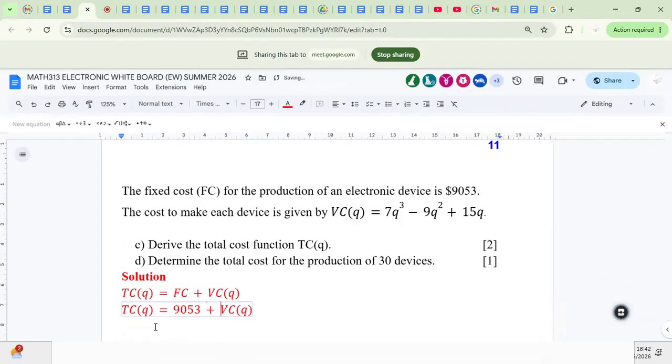And what is the variable cost of Q? It is that entire expression right there. Okay. 7Q to the third power minus 9Q squared plus 15Q. That whole expression there is the variable cost of Q. So that will give us the total cost function in terms of Q.